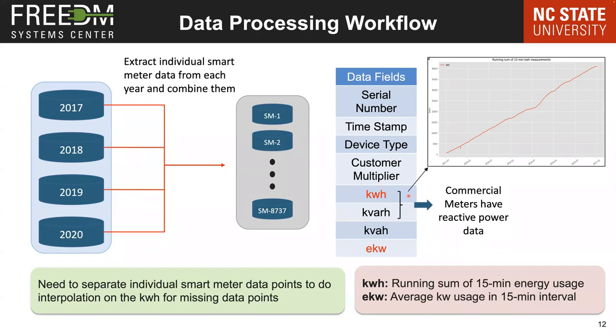The main data field is kilowatt hour, which is actually recorded as a running sum. So every 15 minutes, the energy usage is added to the previous value, and you will see a linearly increasing curve on each smart meter. Now the EKW is the average kilowatt power usage by the customer in a 15-minute interval. This is what we are trying to achieve, and it's already been recorded in the smart meter. But it turns out there's a lot of missing data in this EKW. So what we do is take a running difference on the kilowatt hour to eventually get the 15-minute usage, and we use the EKW to compare or validate our data extracted from kilowatt hour.